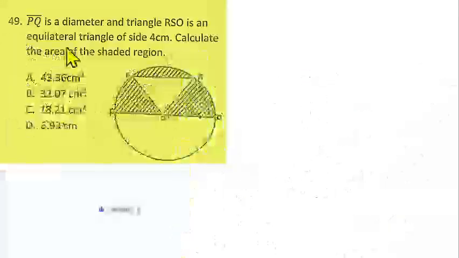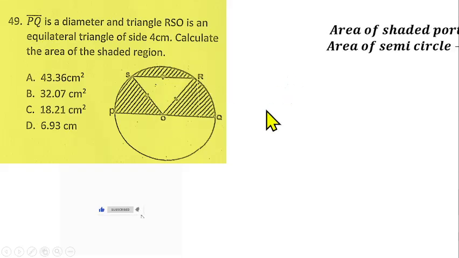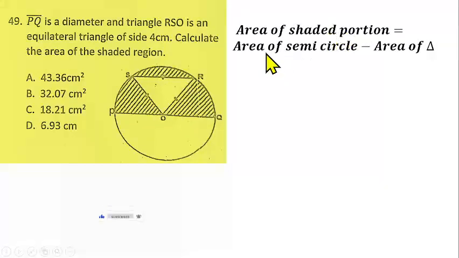Then question number 49 is from the mensuration of plane shapes. You are told that PQ is the diameter, and triangle RSO is an equilateral triangle of side 4 centimeters. Calculate the area of the shaded portion. So the area of the shaded portion will be the area of the semicircle minus the area of the equilateral triangle.